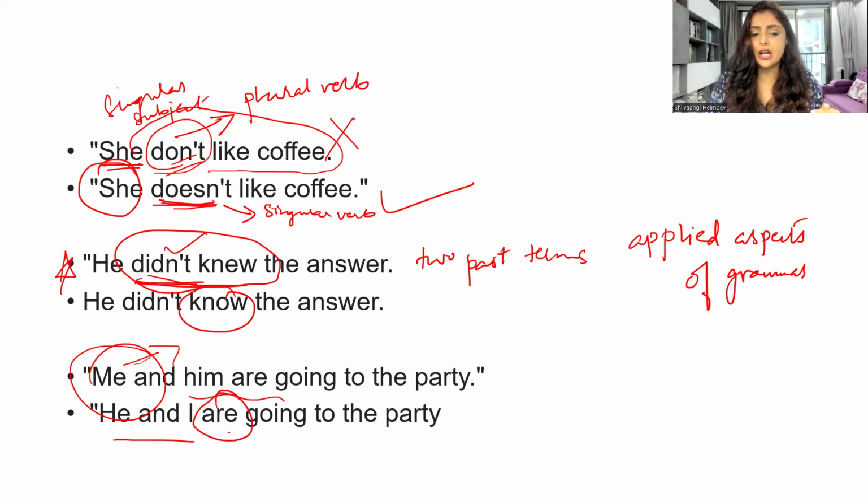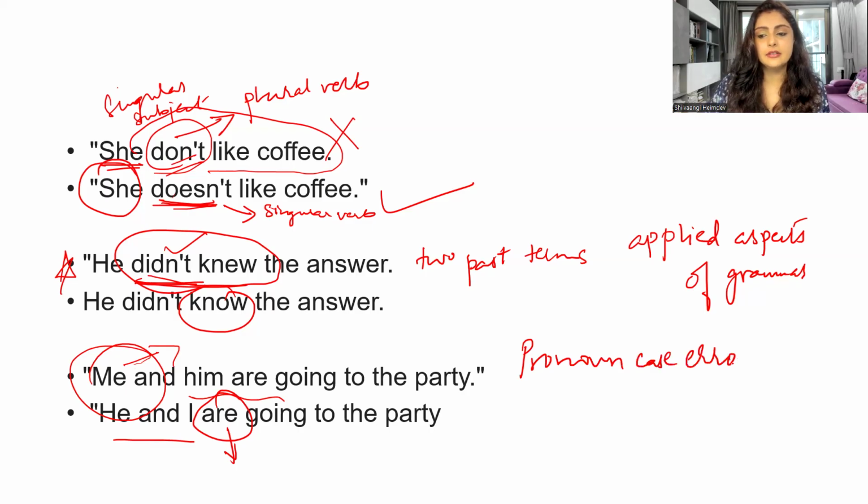Why do I have "are" over here? It's a plural verb because we have two subjects, plural subjects. So here again, what rules are we applying? Here we are applying the rules of pronoun case errors. It's called pronoun case error. And we are also simultaneously applying the rules of subject-verb agreement.